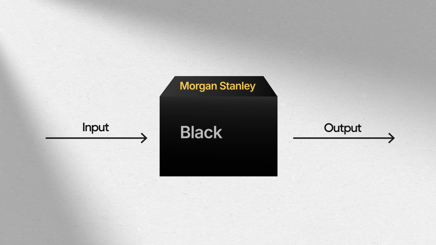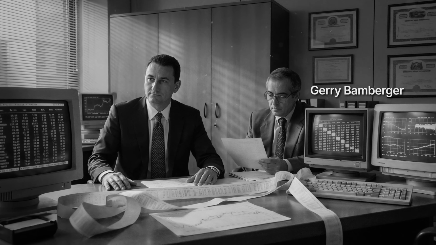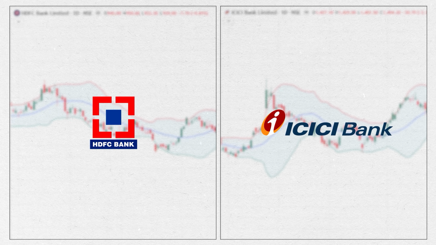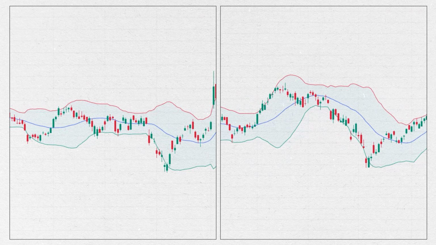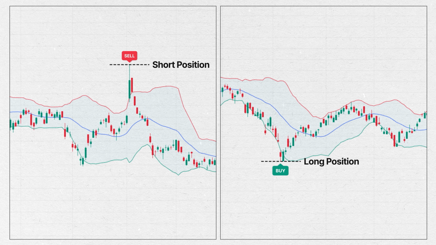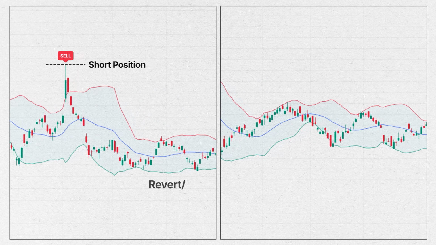So far, we've only looked at relative value within the same asset. But relative value can also exist across different assets. The iconic Morgan Stanley black box strategy, now known as pairs trading, is a prime example. Discovered by Jerry Bamberger and Nunzio Tartaglia at Morgan Stanley in 1980, which in turn led to the entire field of statistical arbitrage, or what we now call StatArb. For instance, you might select two highly correlated stocks such as HDFC Bank and ICICI Bank. You track the correlation, and when that relationship diverges, you take a long or short position on the respective stocks, anticipating that the relationship will revert or converge.